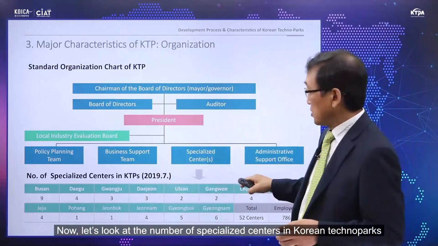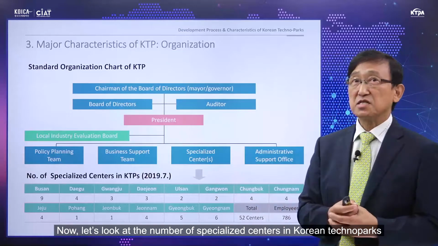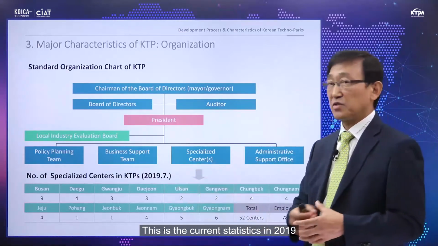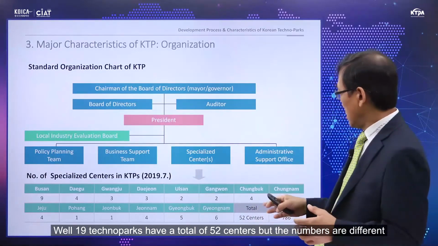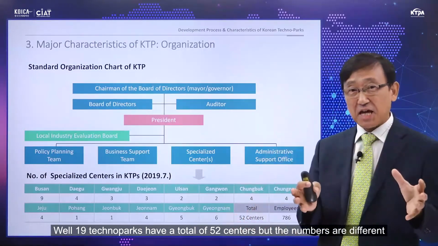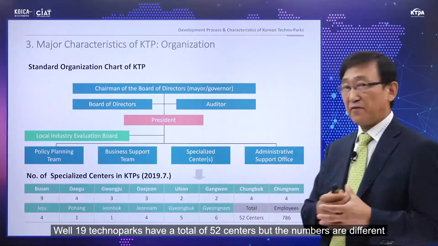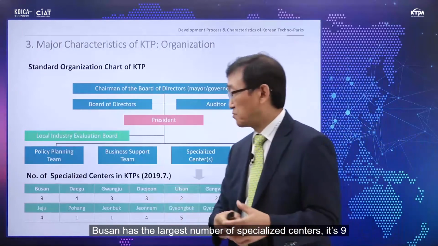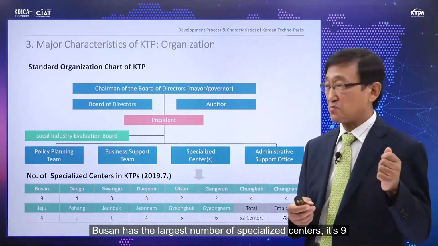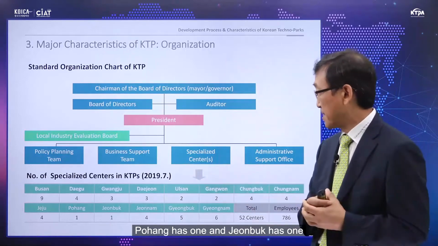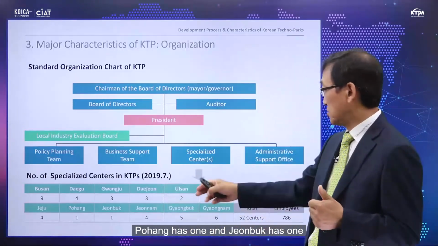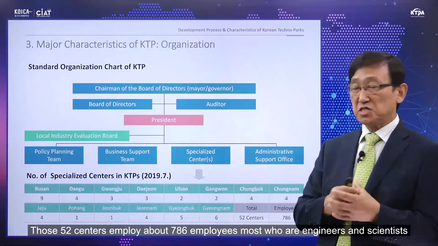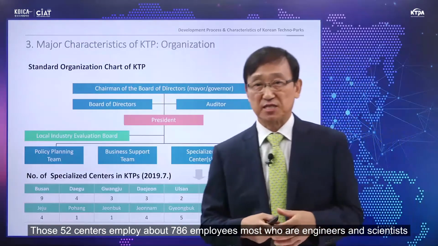And now let's look at the number of specialized centers in Korean Technoparks. This is the current statistics in 2019. 19 technoparks have a total of 52 centers, but the numbers are different. Busan has the largest number of specialized centers, 9, and Pohang has 1, and Jeonbuk has 1. So those 52 centers employ about 786 employees.